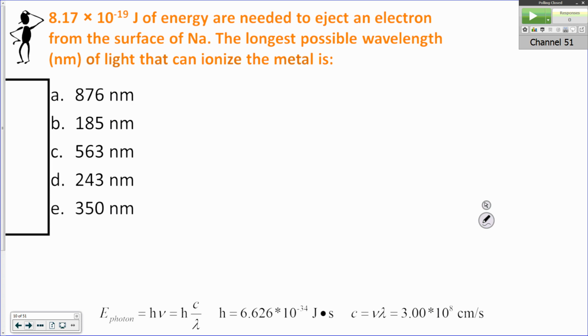Wavelength is hc divided by energy. So, yeah, it's hc divided by energy for the wavelength, but it's going to be in meters, so you have to correct it.